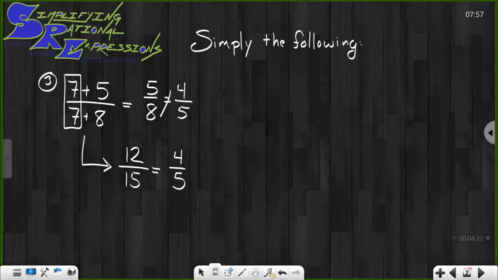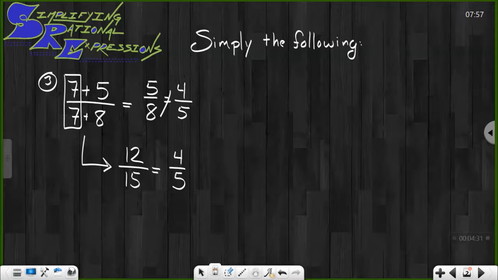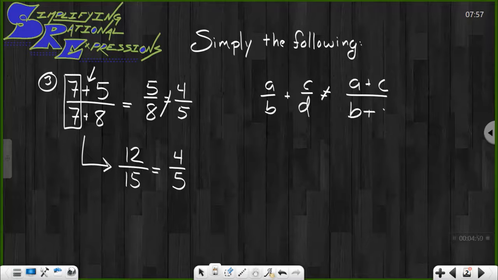What makes this problem different from the 2 before, where we were able here to make a giant 1 out of our 4 and our 5 and to remove that in order to simplify? Well, you may have identified the difference is this right here. It's a plus. It is an addition symbol. When we are adding fractions, we can't say that if we have a over b plus c over d, that does not equal a plus c over b plus d.